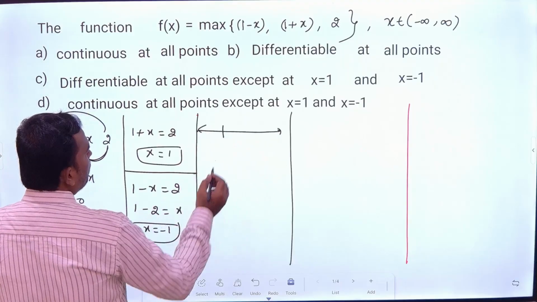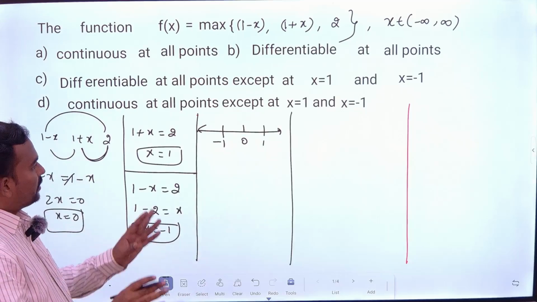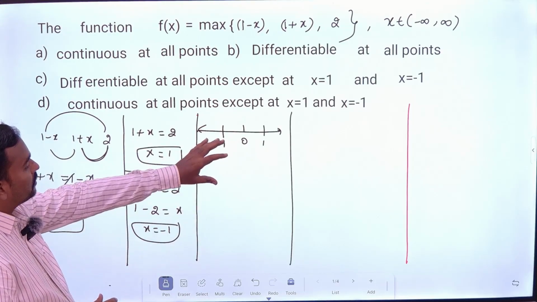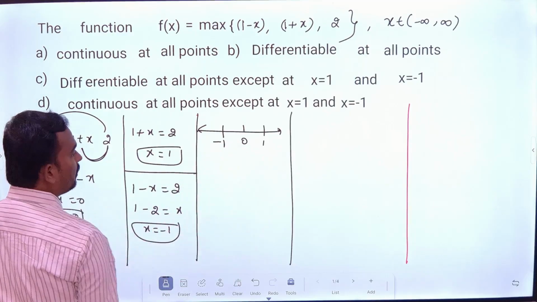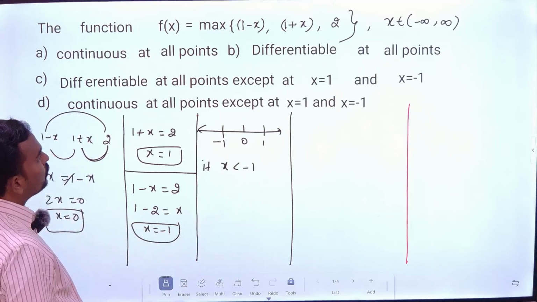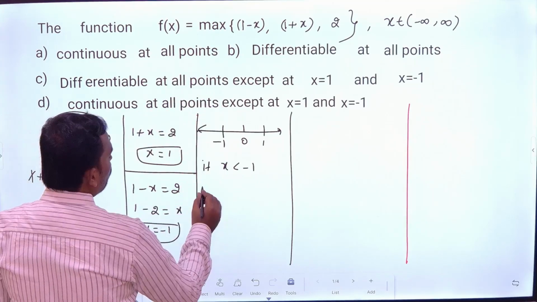Let's take a number line with minus 1, 0 and 1. So first identify where this function is breaking. Once you find that, the next thing is you have to analyze the intervals. Suppose x is less than minus 1, you check the behavior of each of the functions. Let me begin with 1 minus x.